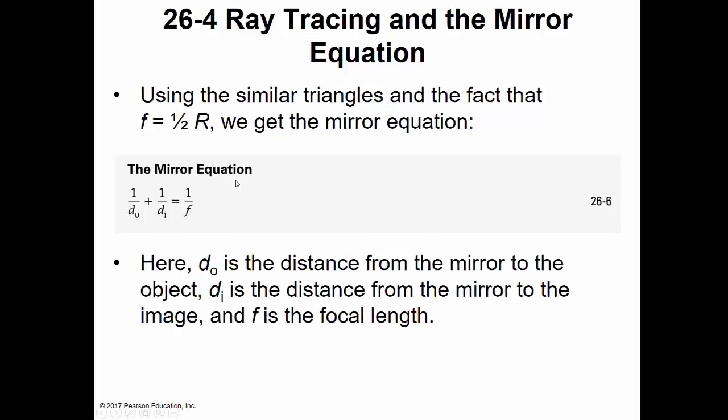The first one is the mirror equation: 1 over the object's distance plus 1 over the image distance equals 1 over the focal length, where d_o is the distance from the mirror to the object, d_i is the distance from the mirror to the image, and f is the focal length. Remember that if we're dealing with a converging concave mirror, f is 1/2 of the radius of curvature. It's a positive number because it converges light. But if f is negative, we're dealing with a convex mirror that diverges light.